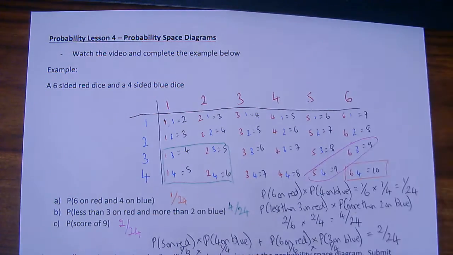So I can either do the probability space diagram, or I can use my AND and OR rule, which will be really important tomorrow when we come to doing tree diagrams.